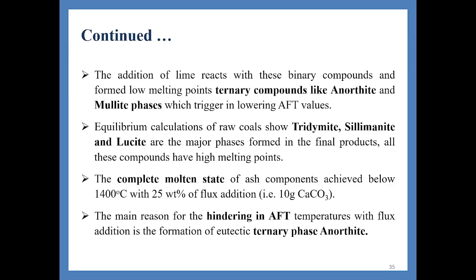The addition of lime reacts with these binary compounds and forms low melting point ternary compounds like anorthite and mullite phases, which trigger the lowering of AFT values. The equilibrium calculation of raw coal shows tridymite, sillimanite and leucite are the major phases formed in the final product. All these compounds have high melting points. The complete molten state of ash components is achieved below 1400 degrees with 25 weight% of flux addition.